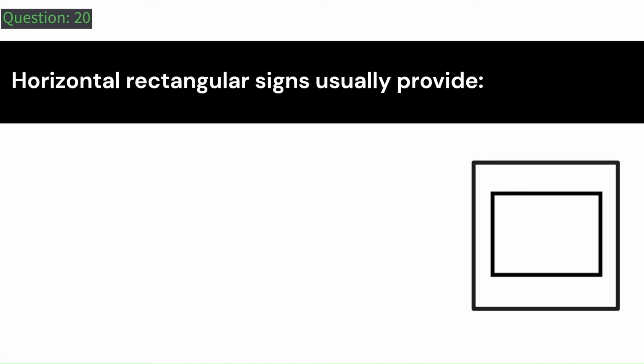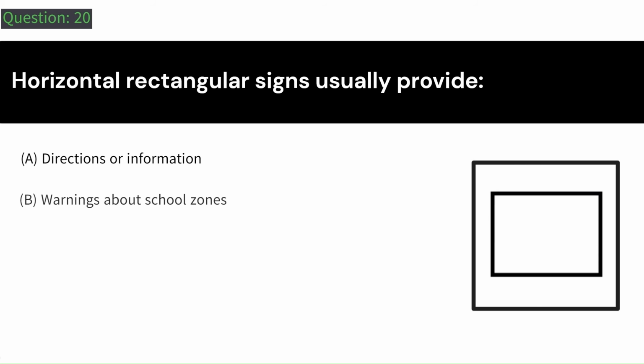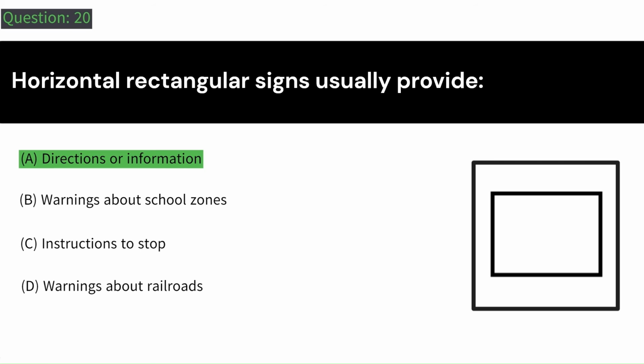Horizontal rectangular signs usually provide: A. Directions or information. B. Warnings about school zones. C. Instructions to stop. D. Warnings about railroads. Answer: A. Directions or information.